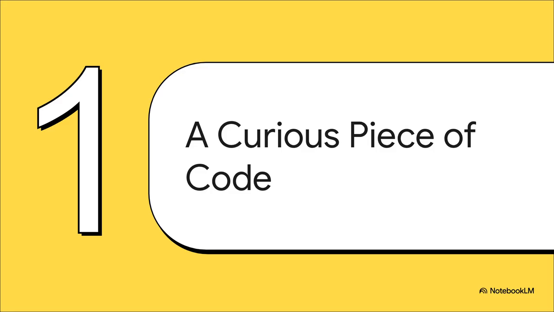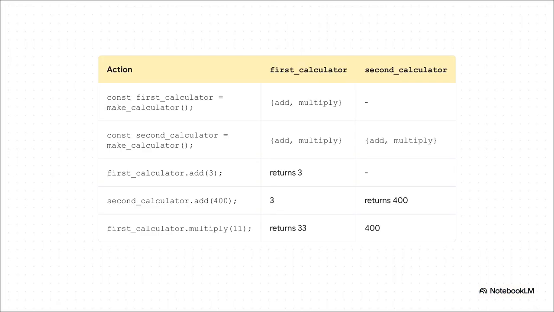Okay, first up, a curious piece of code. We're going to see this puzzle in action, and you'll see why it feels like it's totally breaking the rules of how we think functions are supposed to work. So here's our little factory at work. First we call it, and we create first calculator. Then we call it again to make a completely separate second calculator.